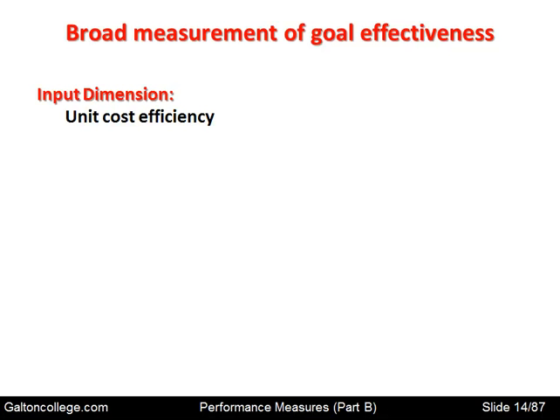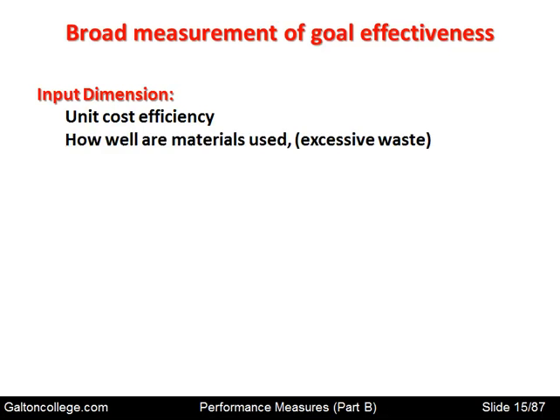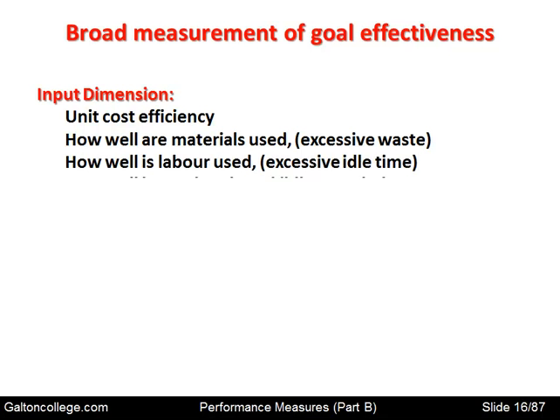But try to get some fix on the input dimension. Try to work out as accurately as possible and as efficiently as possible the unit cost of production. Try to work out how well materials are used. Look for waste to see if there are wastages in the system. The waste could be raw materials, or it could be components, or it could be wasted machine time or worker time. Waste can happen in many areas. But try to look at where waste occurs.